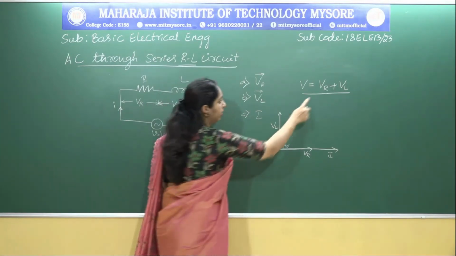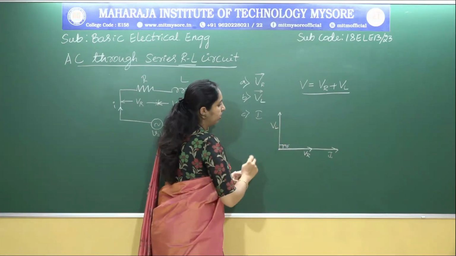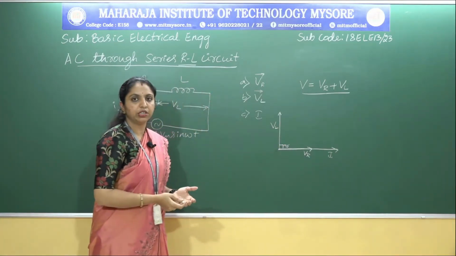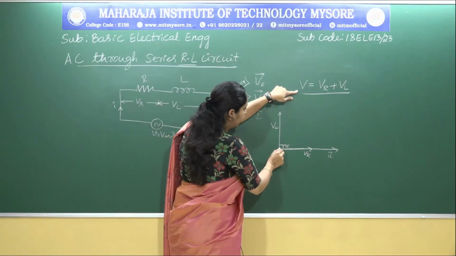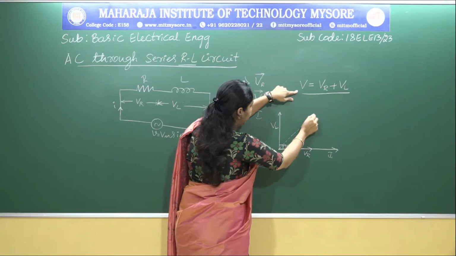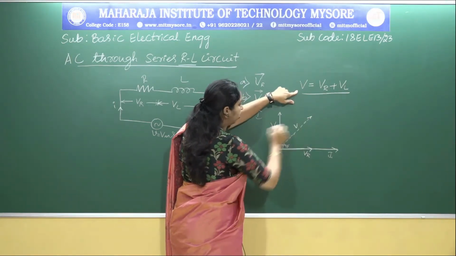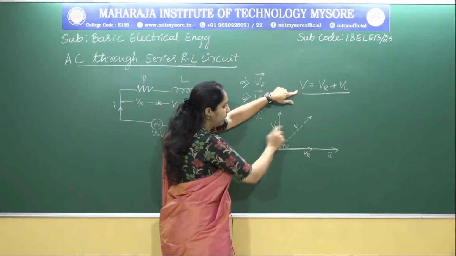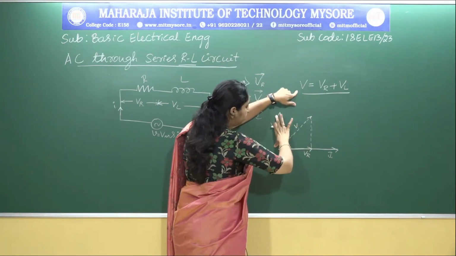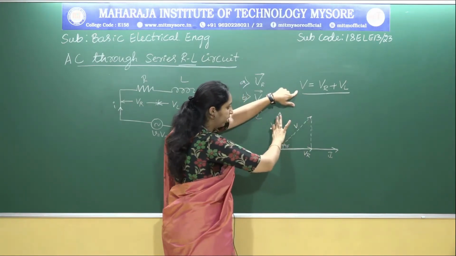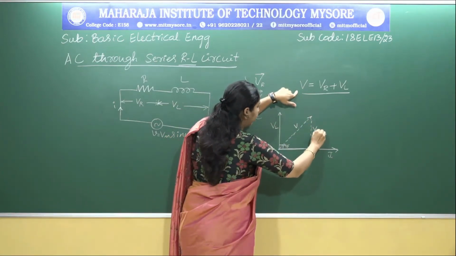We have represented VR here and VL here in the form of a phasor diagram. Then where do we get the resultant voltage? Now V becomes the resultant voltage, and the resultant voltage will be here. This we call V, and you can represent it with a dotted line. Now if I join this point, because this part and this part are the same, I can write it as VL.